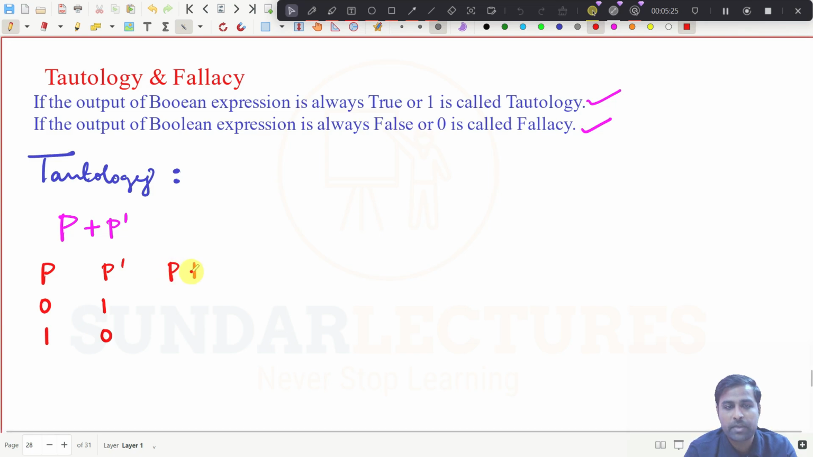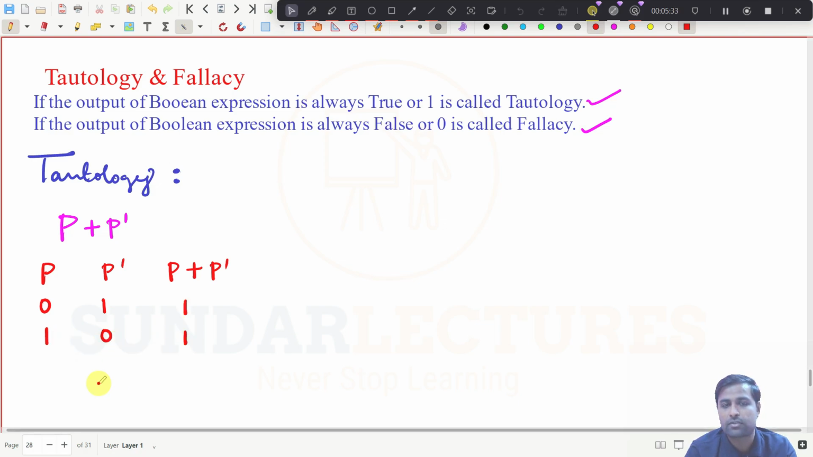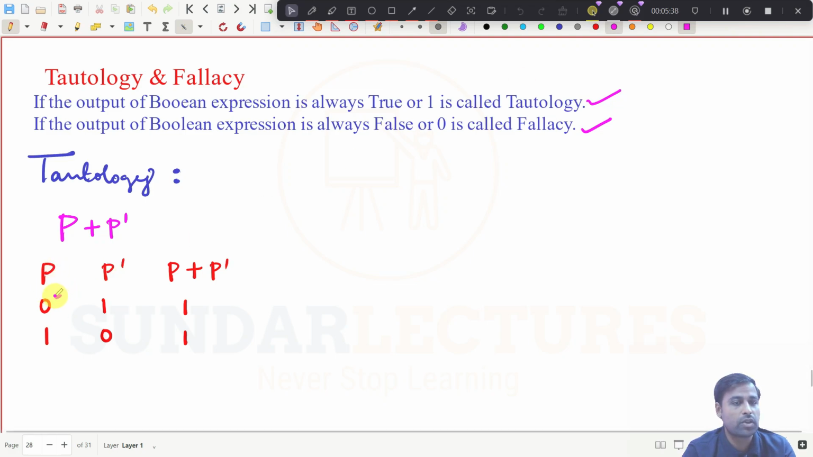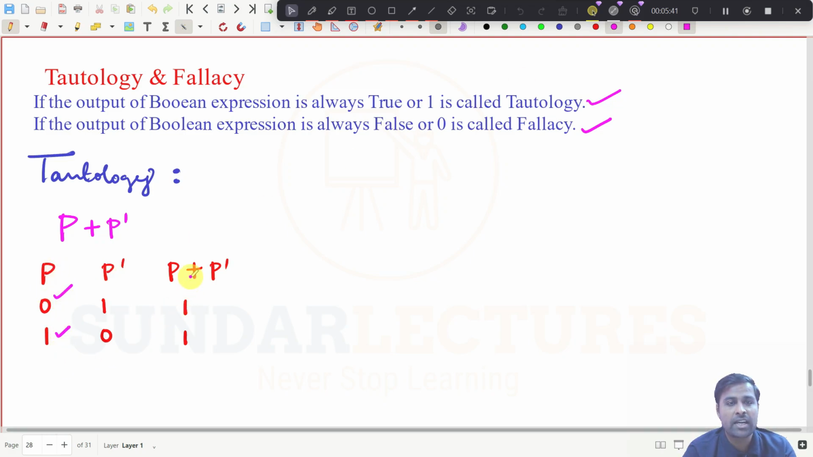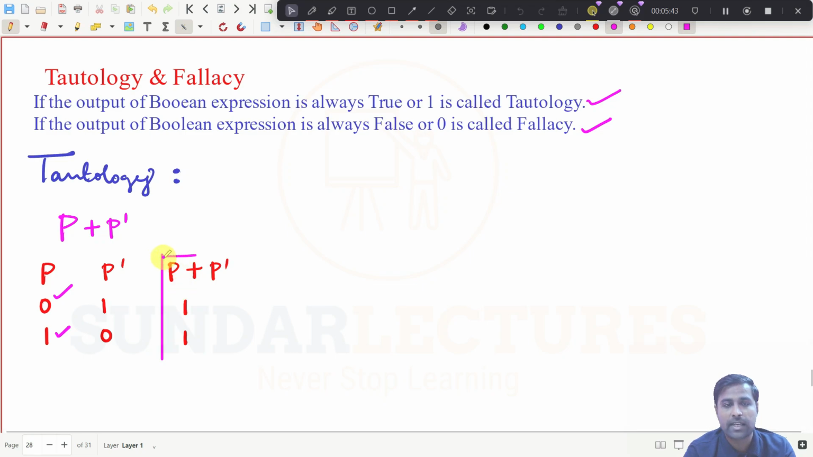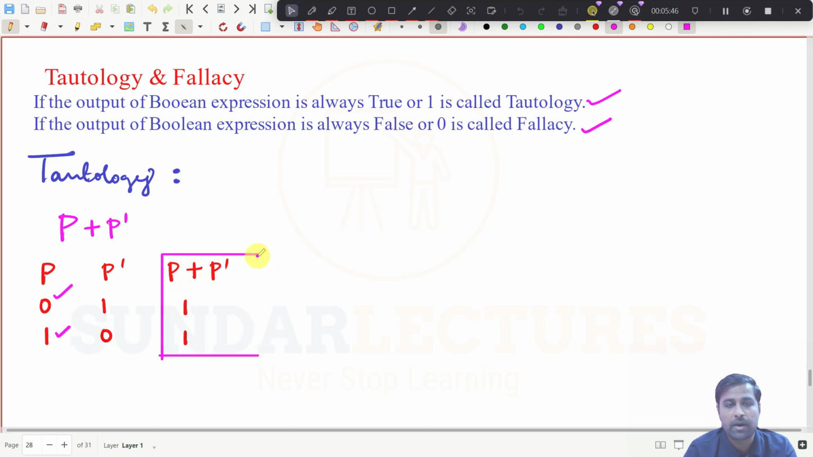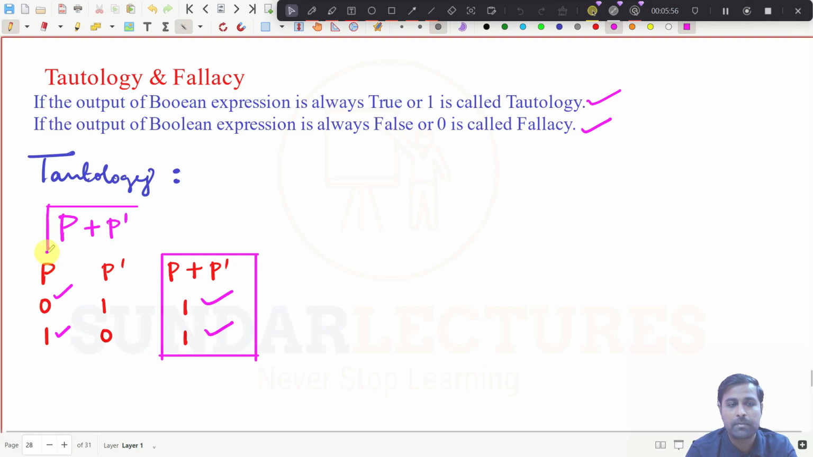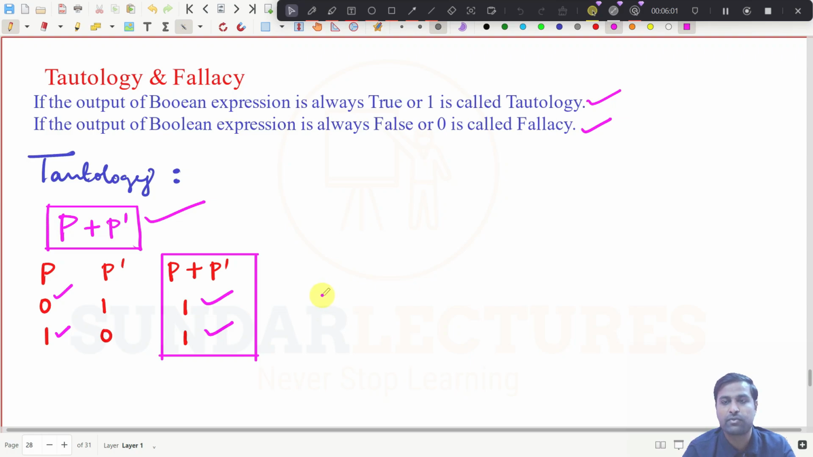And if you want p plus p bar, what answer will you get? If you add these two, you will get 1. And if you add these two, you will also get 1. So try to understand, whatever the input you are giving, p is the input, so you are giving 0 and then 1, the function we are getting here, p plus p bar, is always 1, right? So this function, p plus p bar, we generally call a tautology function, which always gives you 1.